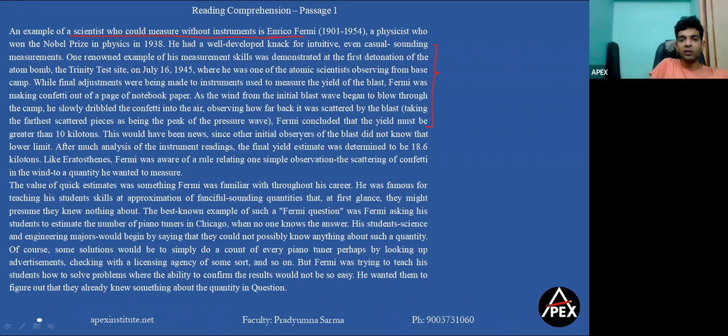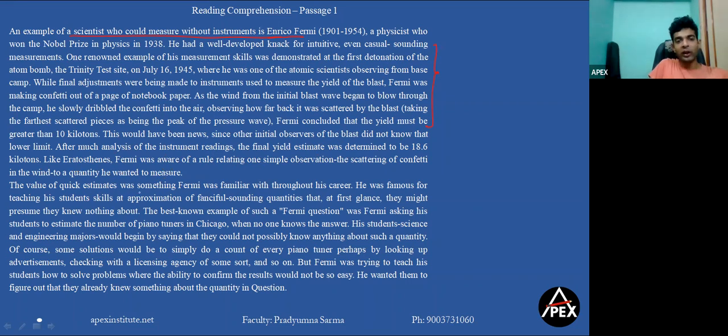This would have been news since other initial observers of the blast did not know the lower limit. After much analysis of the instruments' readings, the final yield was determined to be 18.6 kilotons. Like Eratosthenes, Fermi was aware of a rule relating one simple observation, the scattering of confetti in the wind, to a quantity he wanted to measure.